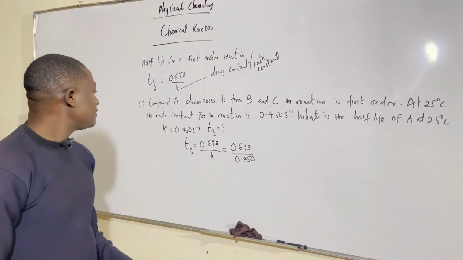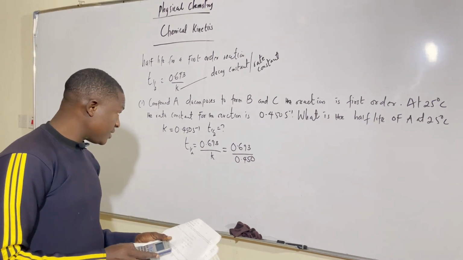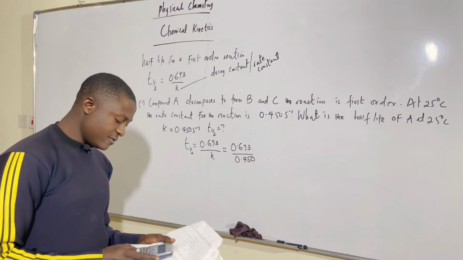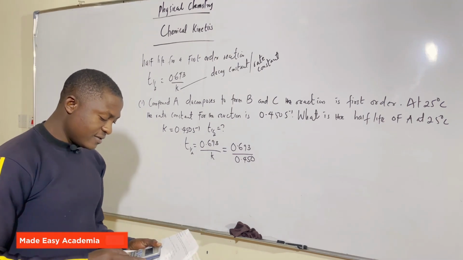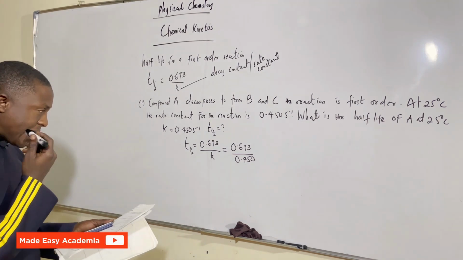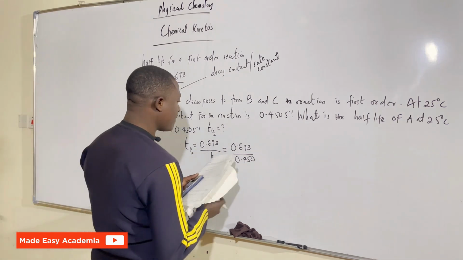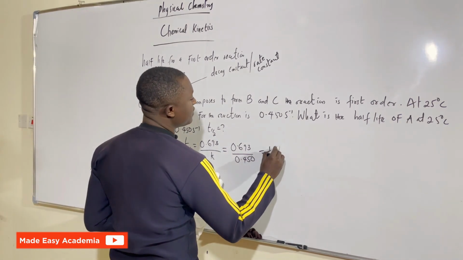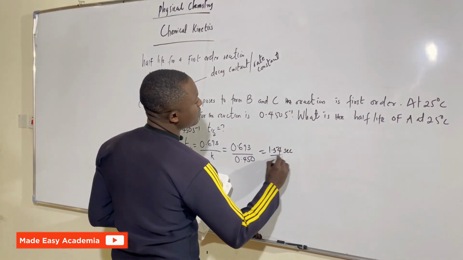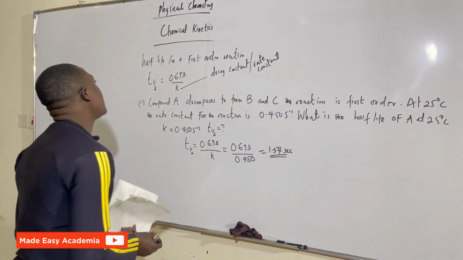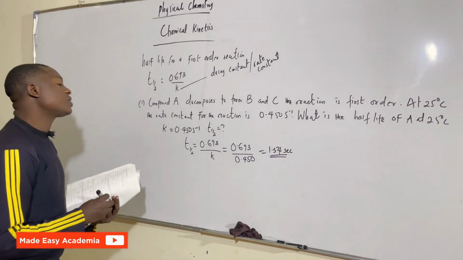Let's divide that and see the result. 0.693 divided by 0.450. If I divide that, what I have here is 1.54 seconds.